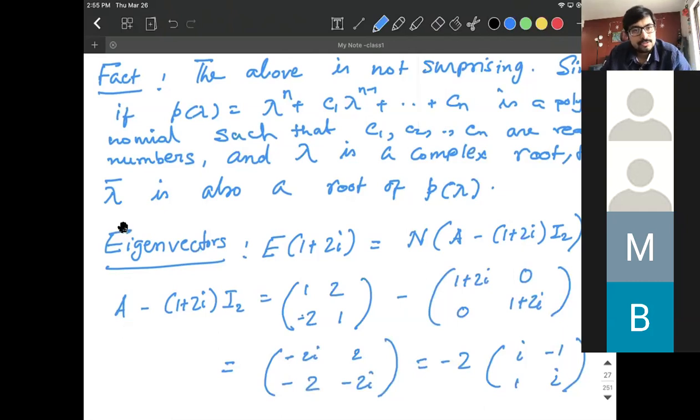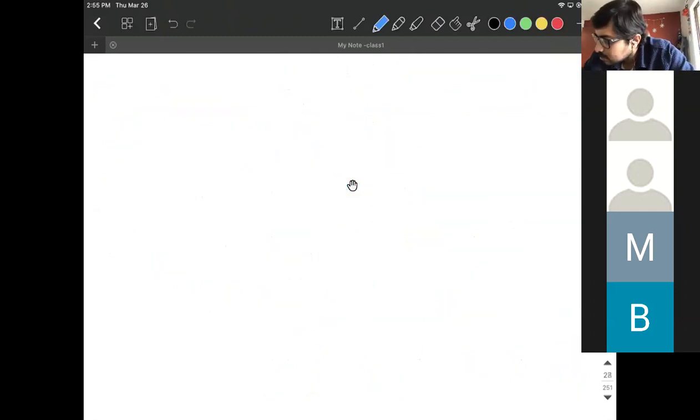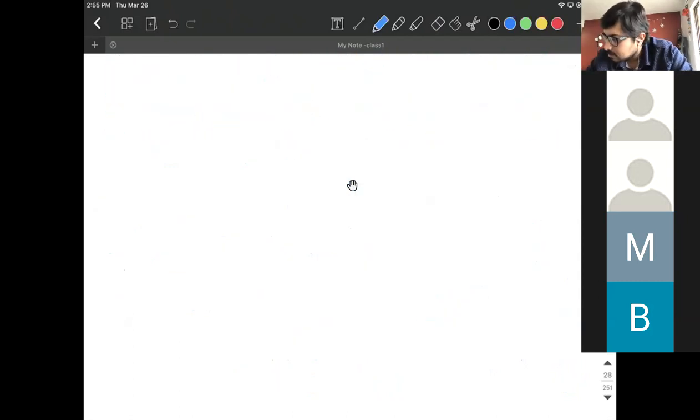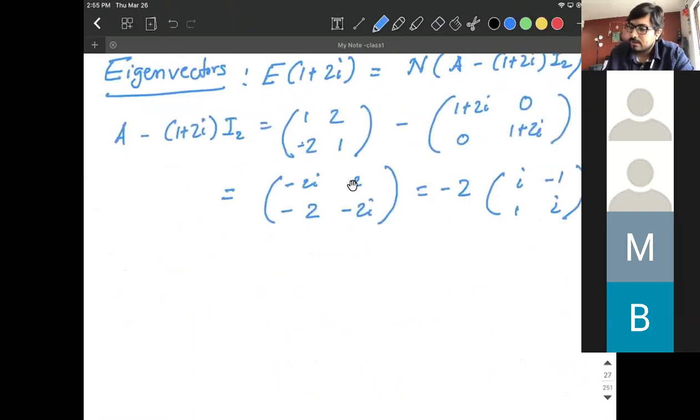So any questions about these operations here of E of 1 plus 2i? Okay, so then going forward, we need to row reduce this particular matrix here. This is a matrix with complex entries.